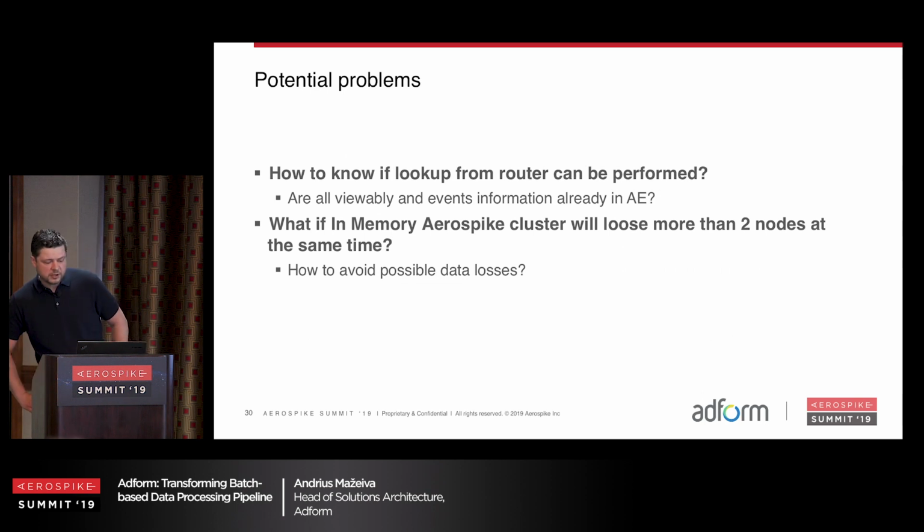The potential problems we had with such a solution were: how to know if it's okay to do a lookup from the router. This means, are all viewability and events information already in Aerospike, because we have 2 totally separate processes. And what if in-memory Aerospike loses more than 2 nodes at the same time? How to avoid possible data loss? Because the servers are just in-memory servers, electricity can be lost, whatever can happen.